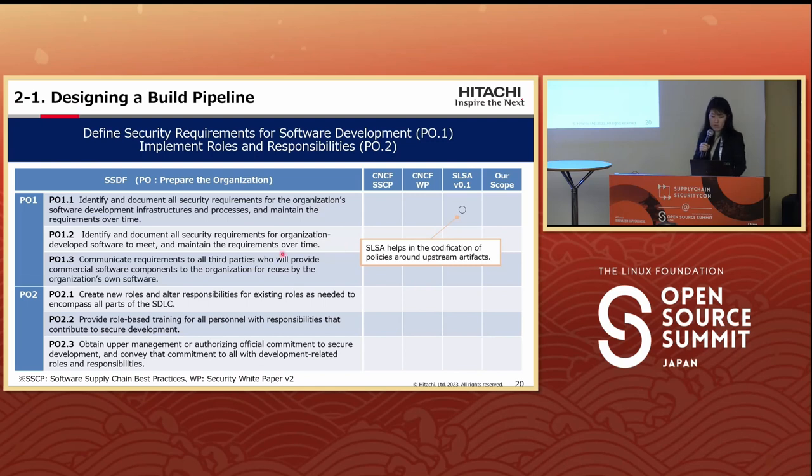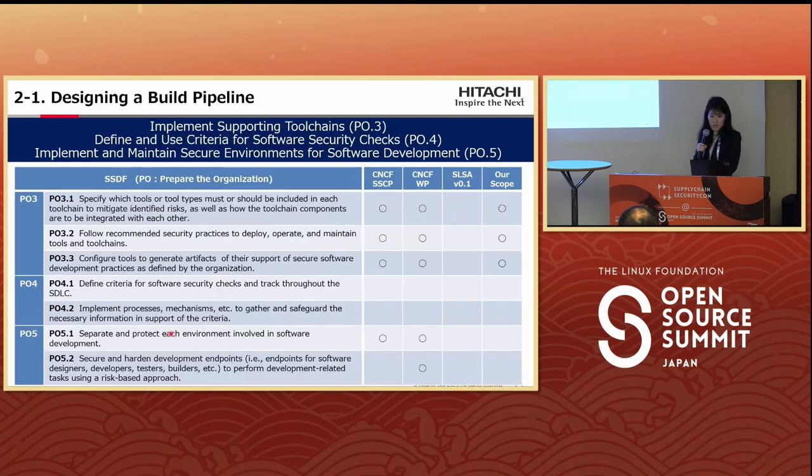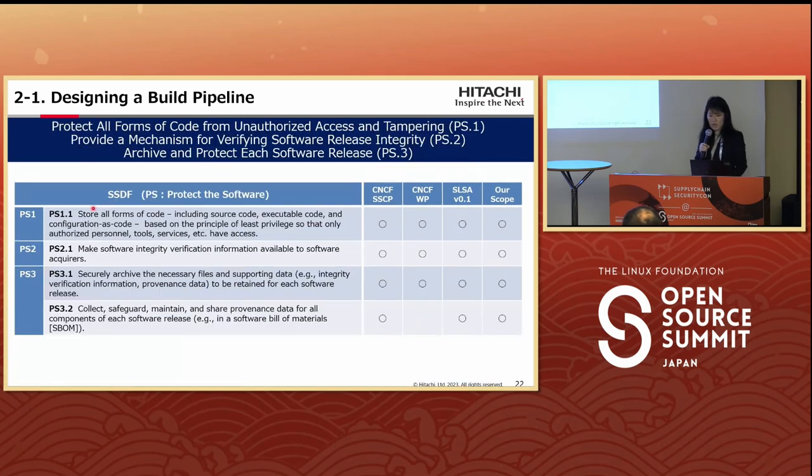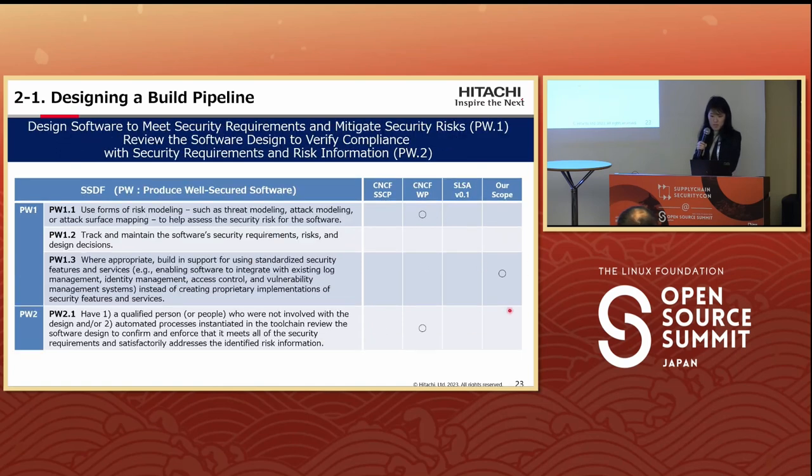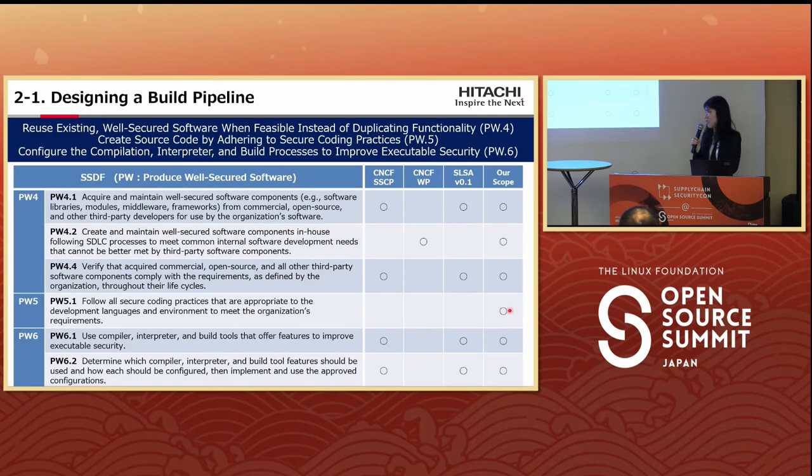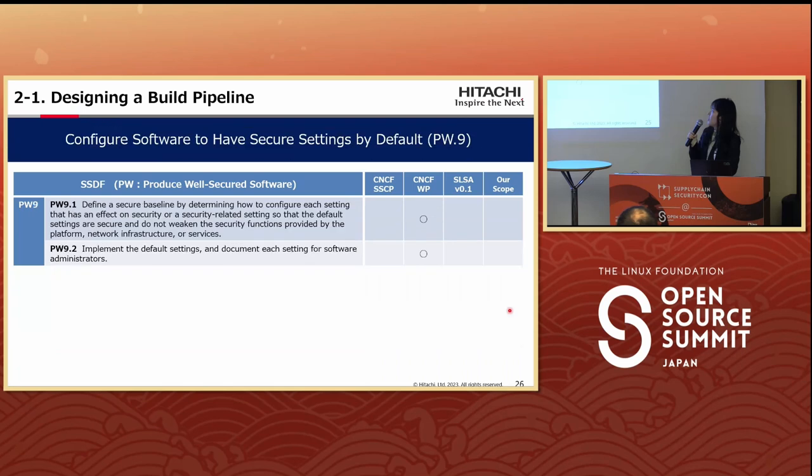So this is a PO prepared organization in SSDF, but we can implement it in the build pipeline, so it's not our scope, like creating new roles or providing role-based training. And like this, SSDF PS, protect the software, is very important for the build pipeline, so all of this is in our scope. As the time is limited, I skip this specific explanation.